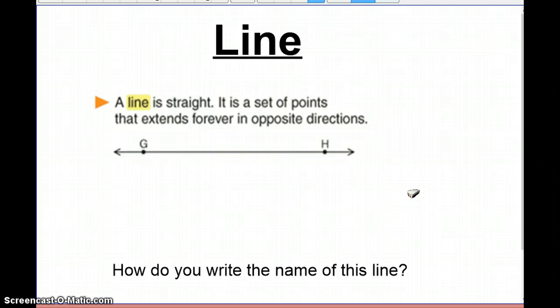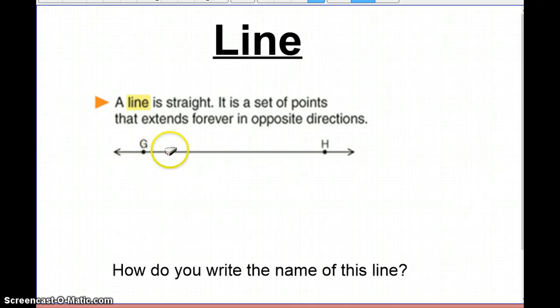So remember in math, in geometry, a line is straight. So we studied lines in art this year, and we studied curved lines and jagged lines. But remember in geometry that lines are always straight. When we draw them, we use rulers. And a line is a set of points, so there's that word points, that extends forever in opposite directions.